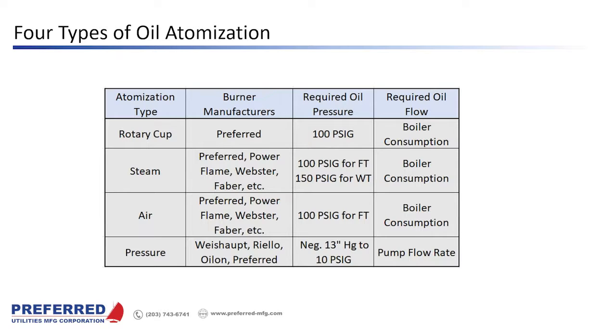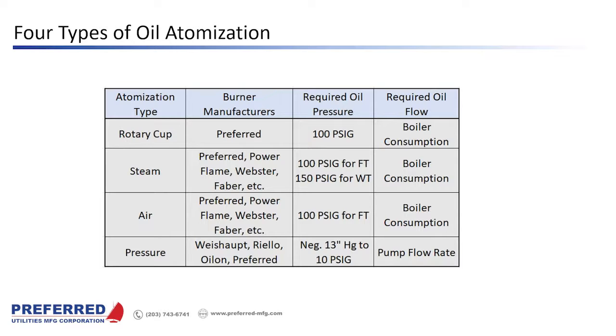Air atomization is the same. Your required oil flow is going to be equal to high fire boiler consumption. And we usually see air atomization on fire tube boilers, and most are going to require 100 psi. There is low pressure air atomization. I believe Cleaver Brooks does it on some of their burners, and that typically is 15 to 30 psi. So the right answer to this is check with the burner manufacturer, but this chart will get you in the right ballpark.